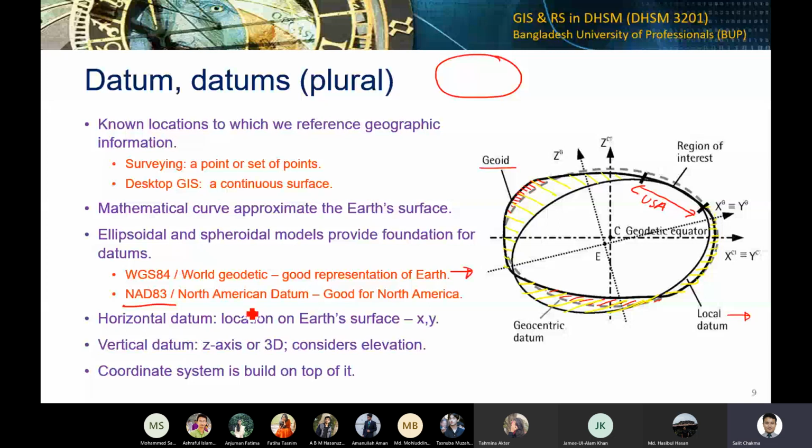Okay, so vertical datum, as I said earlier, considers the changes of elevation. So now with that we have our datums ready, and we can have our coordinates built upon them. For a global datum, we have global coordinates. And for a local datum, we have local coordinates.